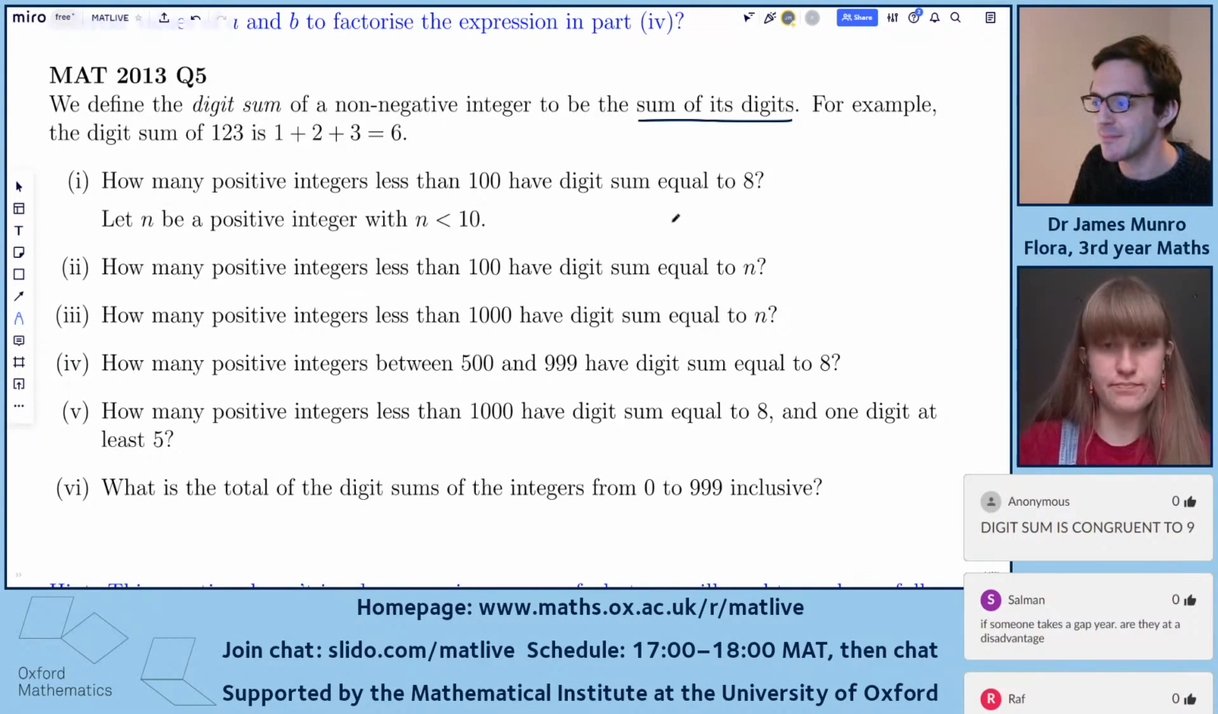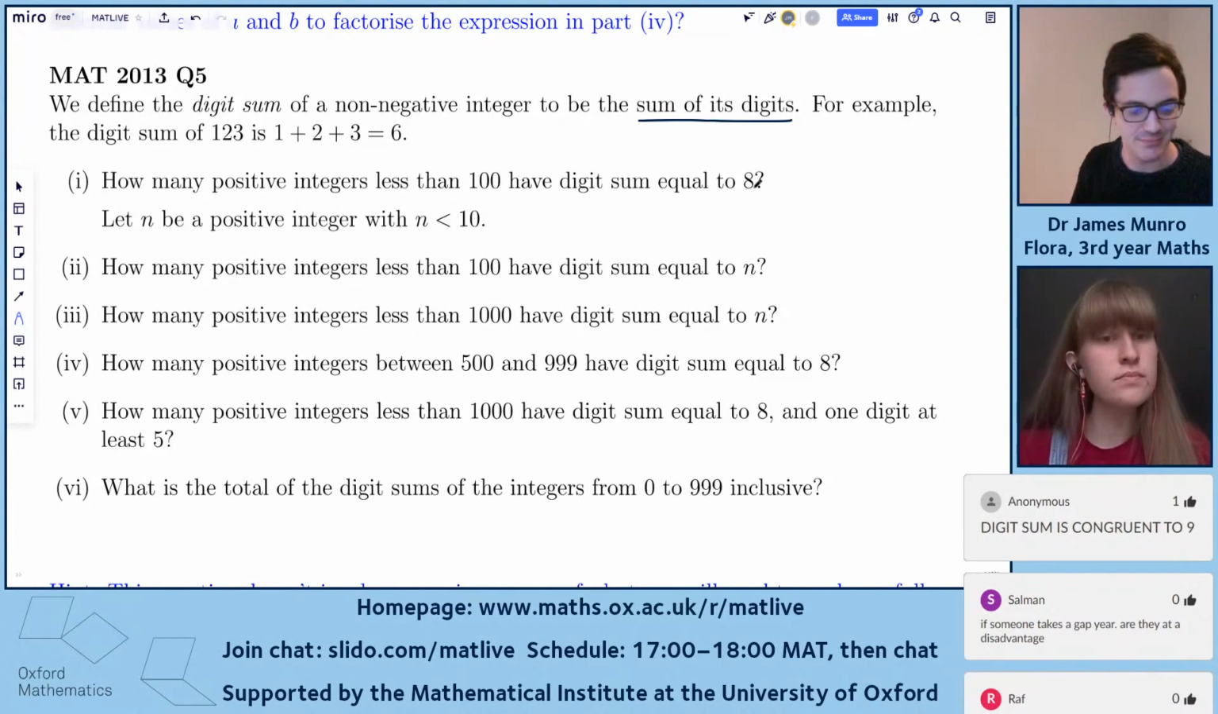Right, okay. Here's the question. How many positive integers, this question does say integer. Integer means whole number here. Less than 100, so 2 digits, or 1 digit, I suppose, have a digit sum equal to 8? Okay, that's a question. We can have a go at that, I suppose. How many different ways are there to make a digit sum of 8 using a 2-digit number?